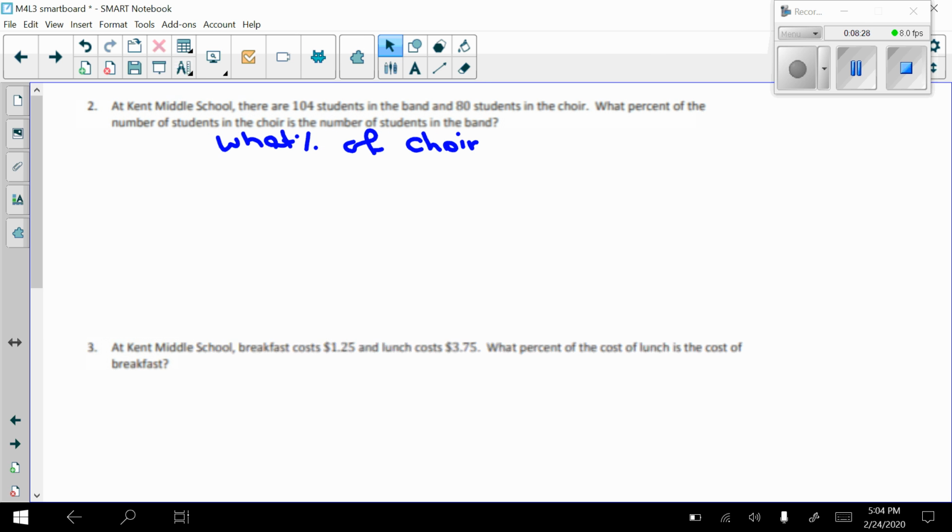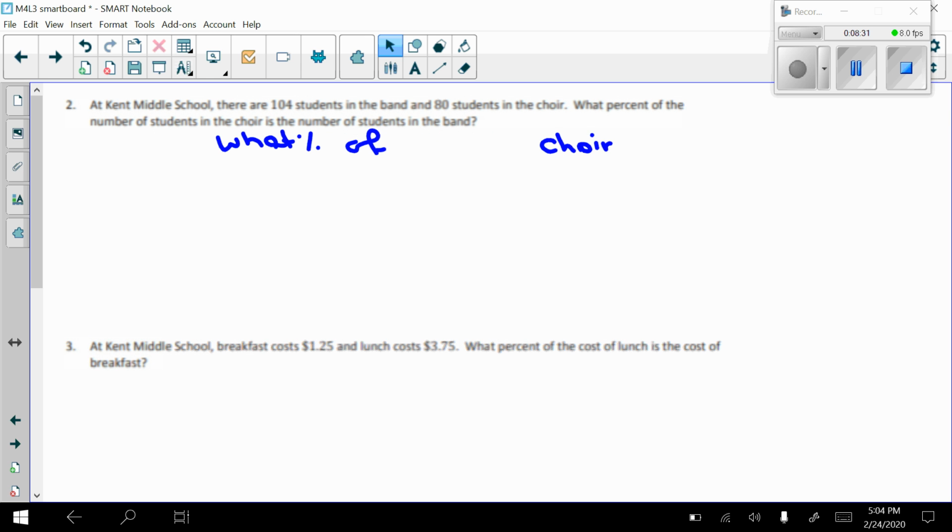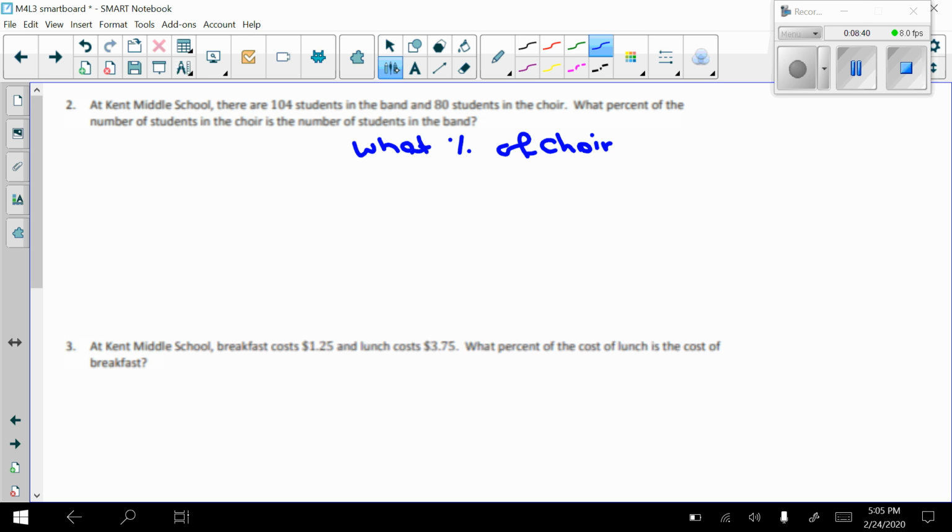Sorry, the formula is is equals percent of. So let's fill this in. Is the band. So band is what percent of choir? So the band, what do we know about the band? Why don't you go ahead and substitute the values and solve this problem. Pause the video and give it a try.